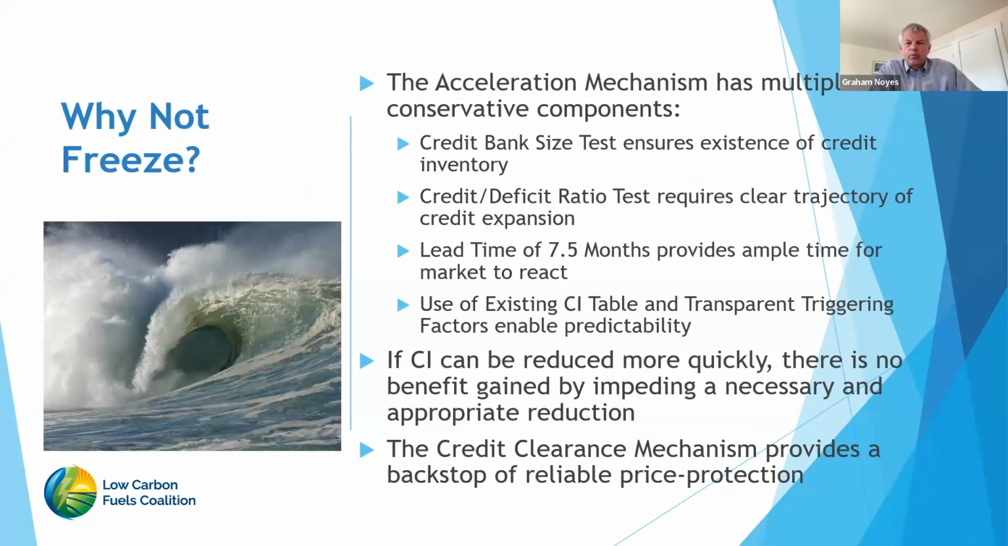And show the reason we feel like this mechanism can be trusted is because of the good work of AJW that iterated with CARB and other stakeholders, including the coalition here, to create these guardrails. The credit bank size test that Mary talked through, as well as the credit deficit ratio test, the significant lead time, the relative simplicity of the design, and the use of the existing carbon intensity table and transparent triggering.